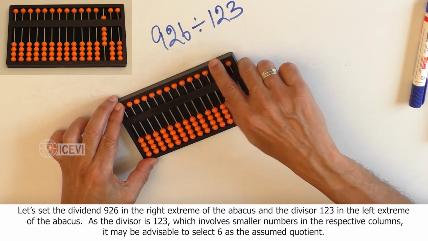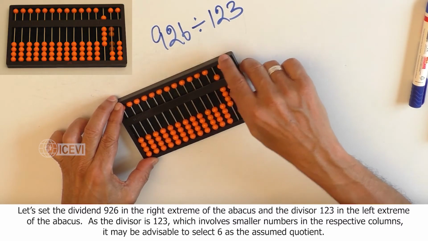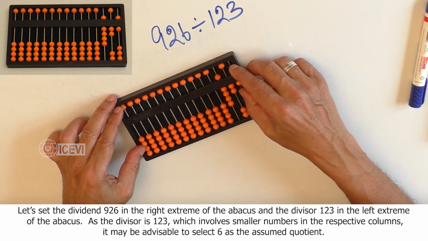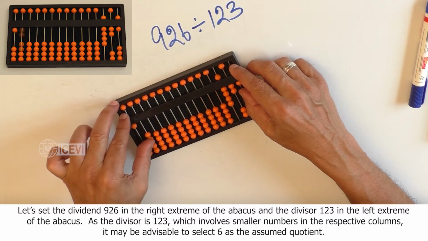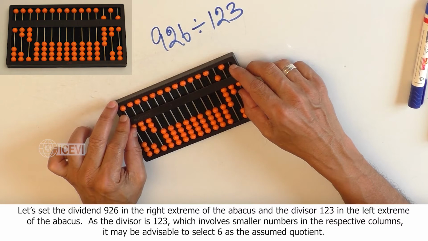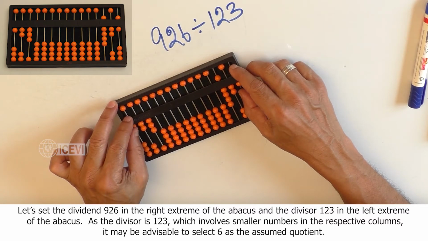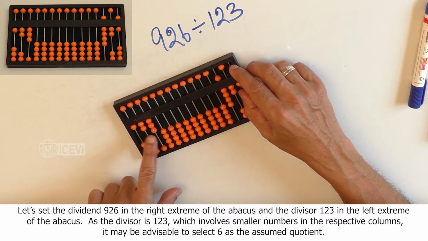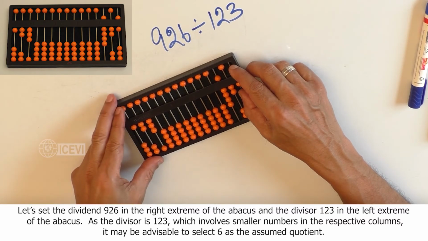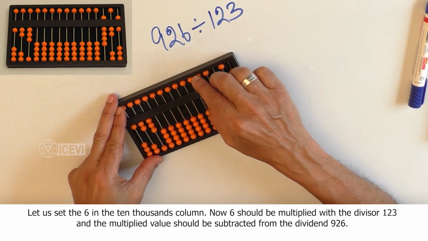Let us set the dividend 926 in the right extreme of the abacus and the divisor 123 in the left extreme of the abacus. As the divisor is 1, 2, 3, which involve smaller numbers in the respective columns, it may be advisable to select 6 as the assumed quotient. Let us set 6 in the 10,000s column.